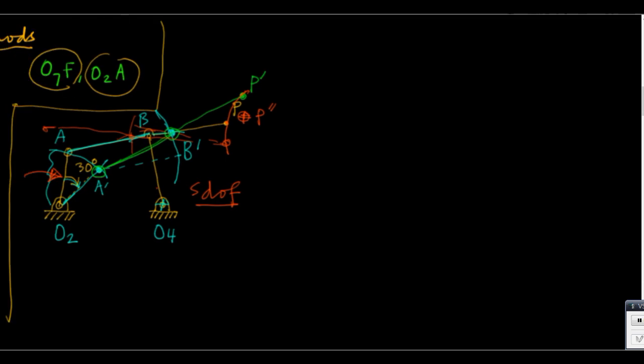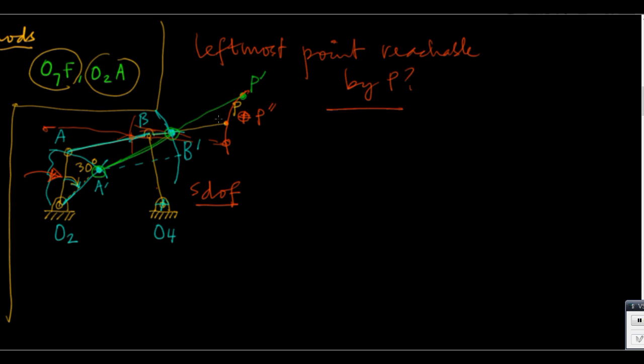See, for example, suppose I want to find the leftmost point reachable by P. So this is just not possible graphically. We have to draw several positions, put a smooth graph, and get an approximate answer. Okay, so now with this motivation, we will move to analytical methods.